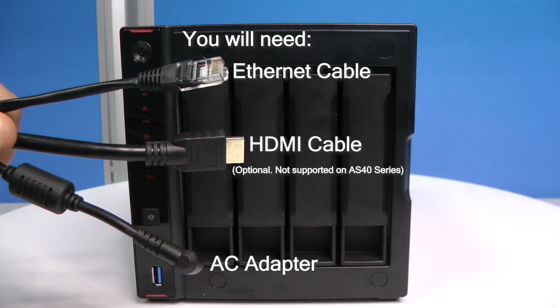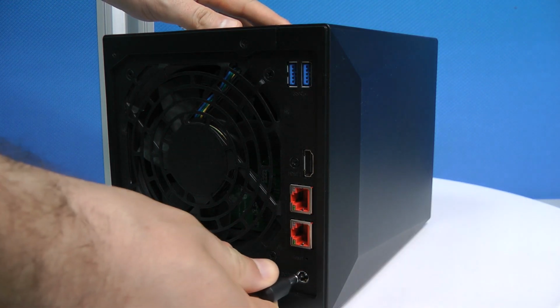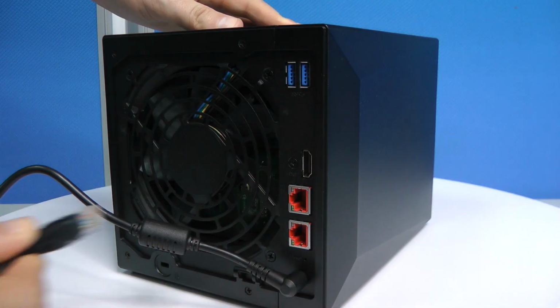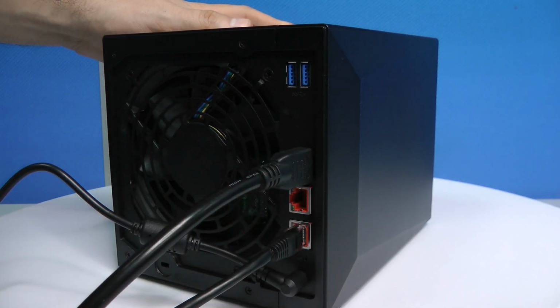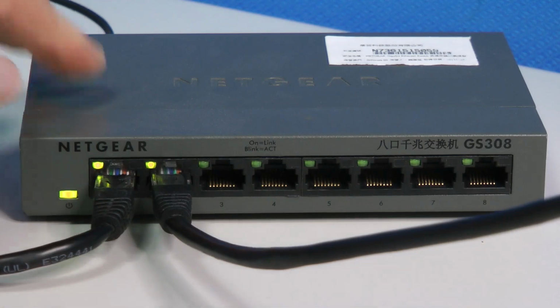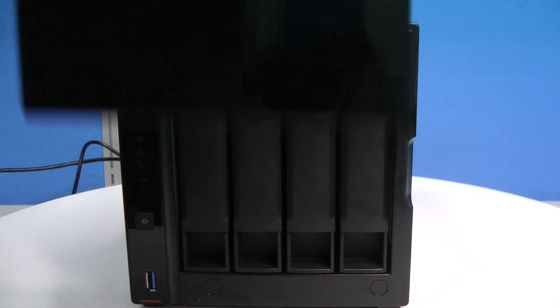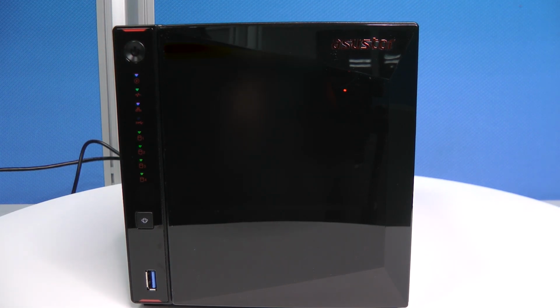Plug in the included AC adapter and Ethernet cables into the NAS. HDMI connection is optional. Press the power button. After turning on the NAS, it will beep as follows to let you know the NAS has started up successfully.